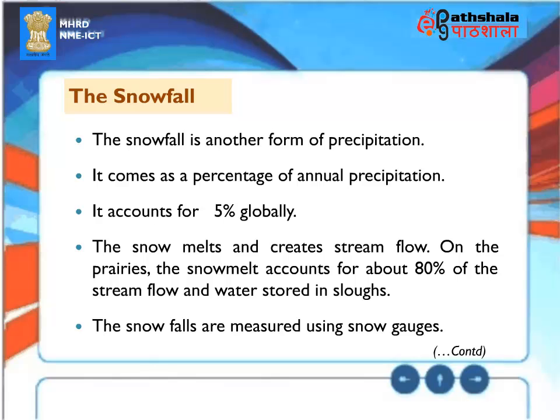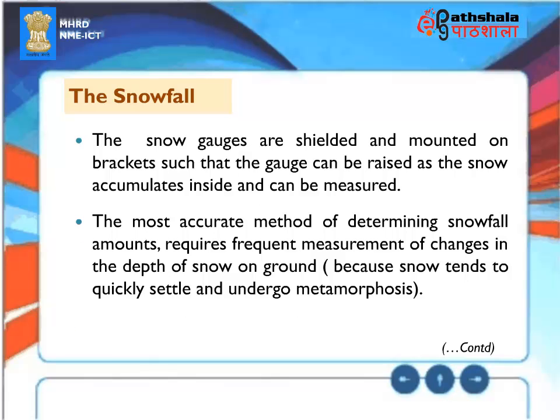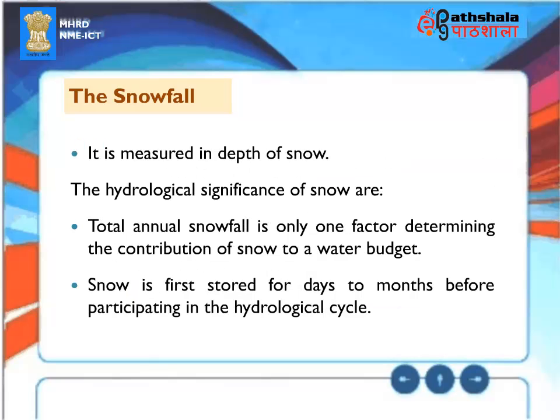The snowfalls are measured using snow gauges. The snow gauges are shielded and mounted on brackets such that the gauge can be raised as the snow accumulates inside and can be measured. The most accurate method of determining snowfall amounts requires frequent measurement of changes in the depth of snow on ground because snow tends to quickly settle and undergo metamorphosis. It is measured in depth of snow.